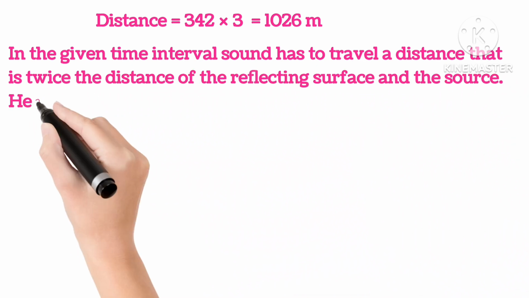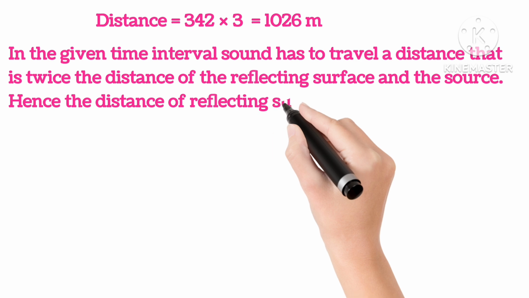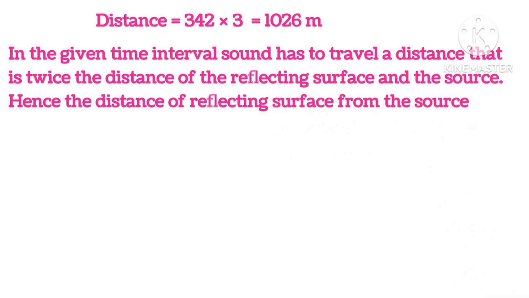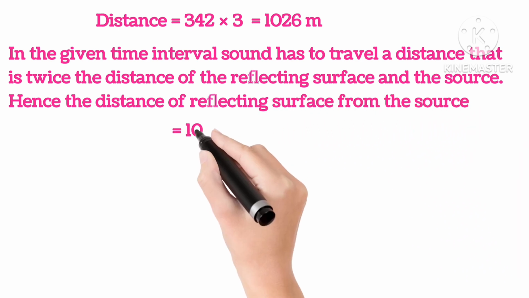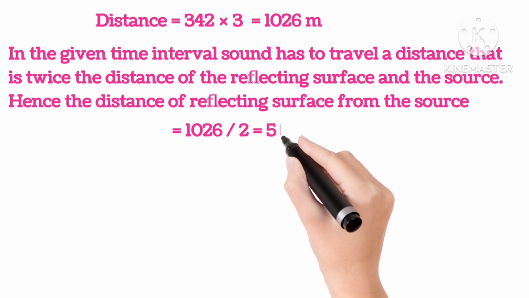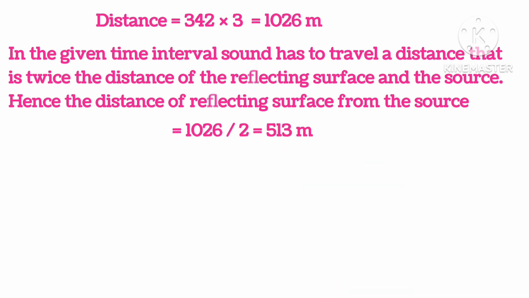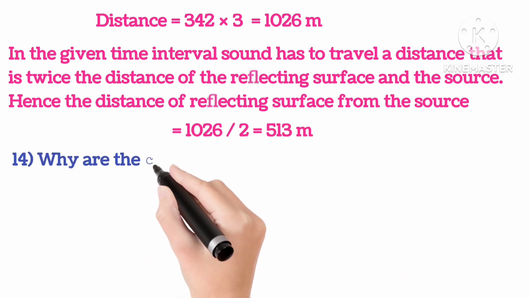In a given time interval, sound has to travel a distance that is twice the distance between the reflecting surface and the source. Hence the distance of the reflecting surface from the source is equal to 1026 by 2, that is 513 meters.